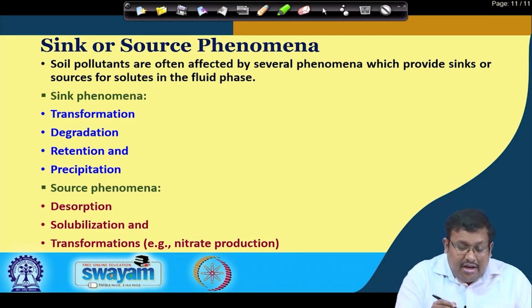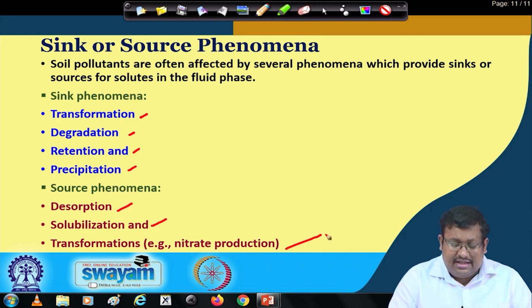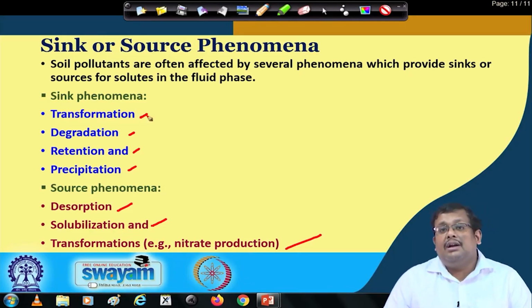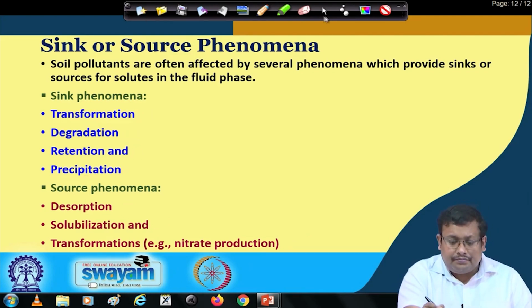So, let us see in the pollutant transport and fate models, what are the different sink phenomena and source phenomena. Now, in the different sink phenomena, transformation, degradation, retention and precipitation are important. However, in different source phenomena, desorption, solubilization and transformation, for example, nitrate production, are very, very important, and all these play an important part in the description and execution of the pollutant fate and transport models.